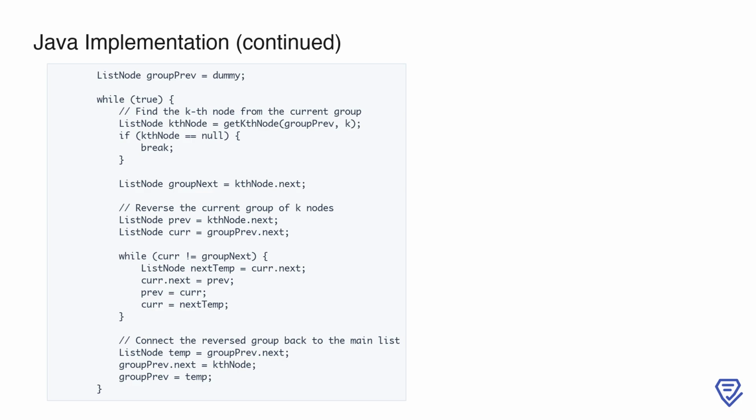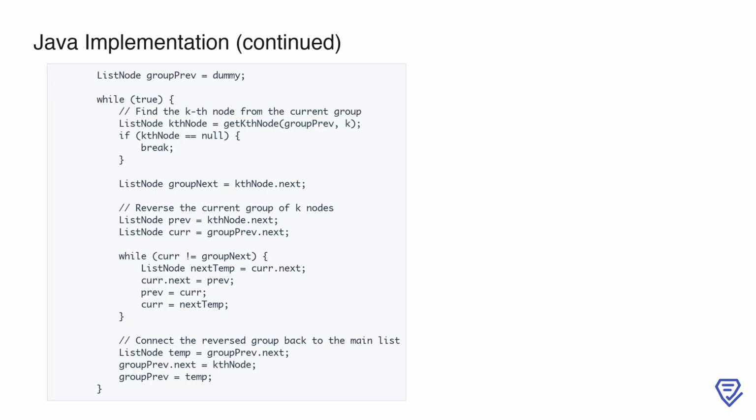To reverse the current group, we use 2 pointers, previous, initialized to groupNext, and cur, pointing to the first node in the group. As we iterate, we reverse the pointers for each node in the group by updating their next references. When the reversal is complete, we reconnect the reversed group to the surrounding nodes in the list.